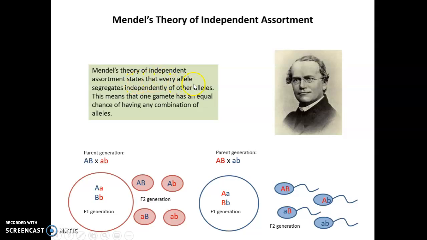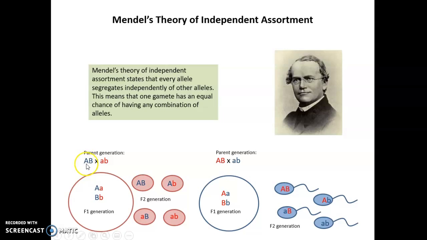What he found out was that every allele segregates independently of other alleles. This means that one gamete has an equal chance of having any combination of alleles. So let's look down here. That's kind of confusing when you read it for the first time. So I have them colored for different parents, the parents of this individual.